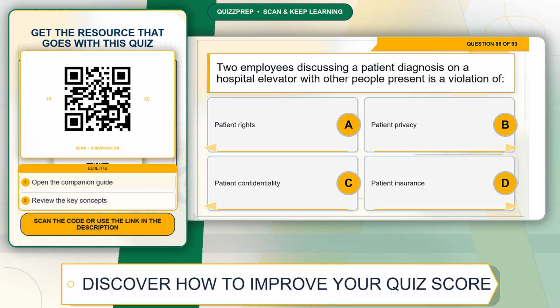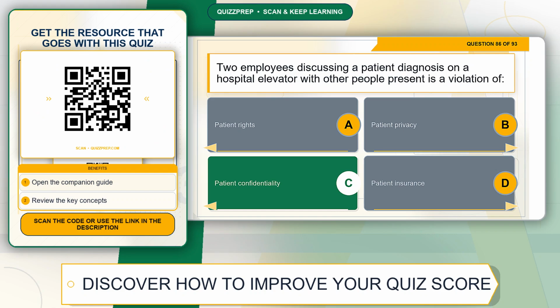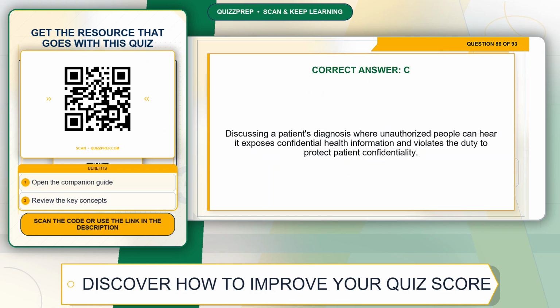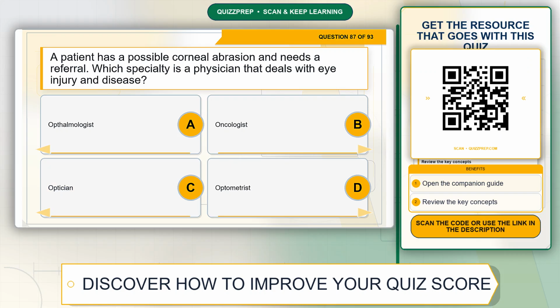Question 86. Two employees discussing a patient diagnosis on a hospital elevator with other people present is a violation of Option A, patient rights. Option B, patient privacy. Option C, patient confidentiality. Option D, patient insurance. The correct answer is option C, patient confidentiality. Explanation. Discussing a patient's diagnosis where unauthorized people can hear it exposes confidential health information and violates the duty to protect patient confidentiality.